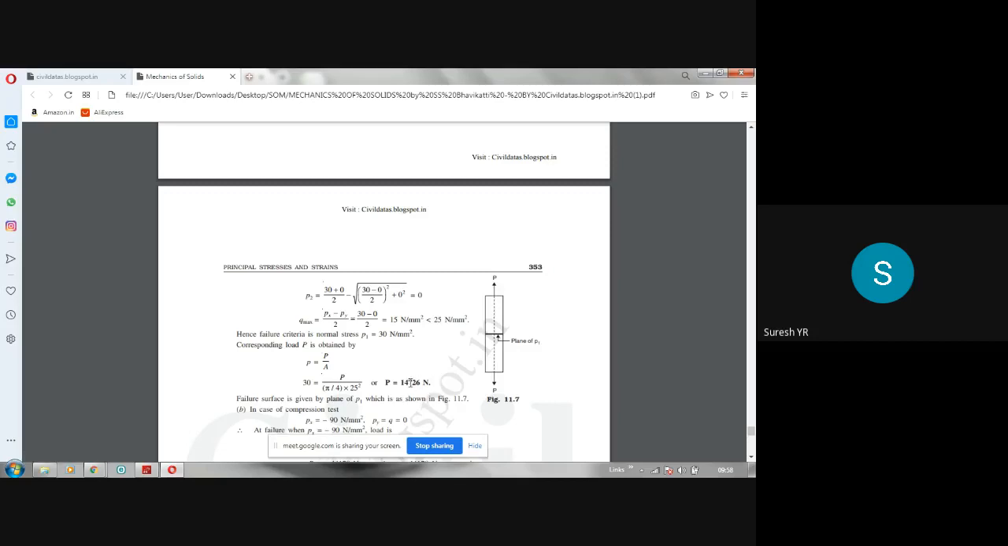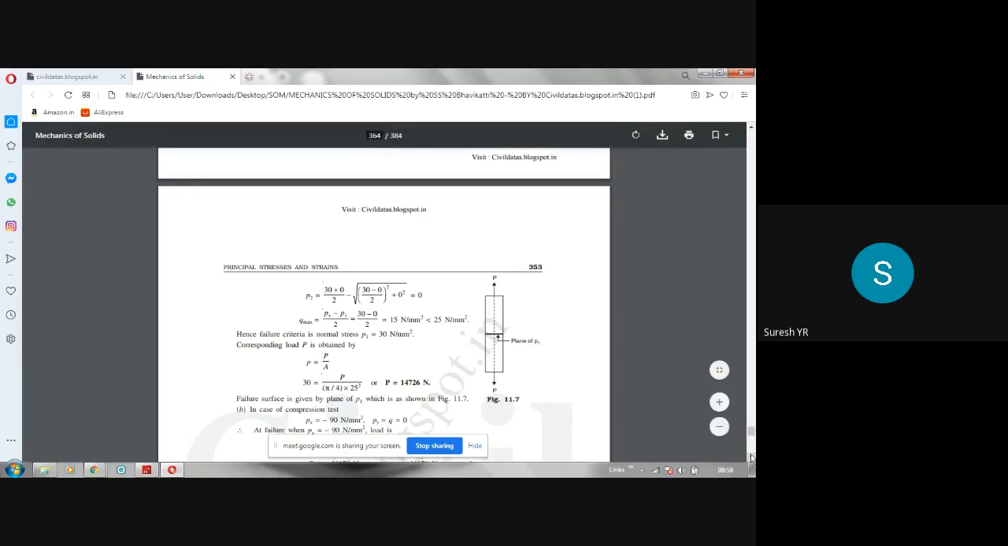If we convert this to kilonewton, it is 14.726 kilonewton. 14,726 Newton divided by 1000 is 14.726 kilonewton. Up to 14.726 kilonewton, the material can take load. If the load is more than that, it fails. That is the main thing.